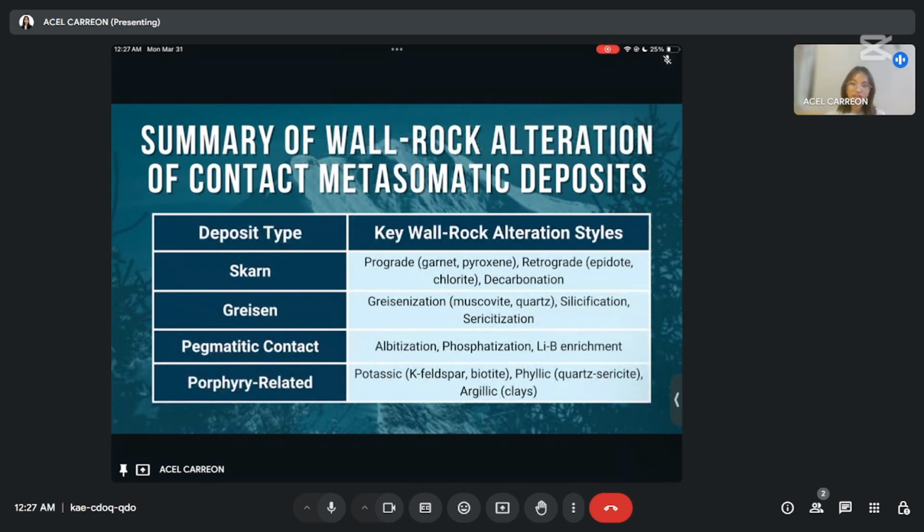On the wall rock alteration summary, in skarn we have prograde and retrograde. In greisen we have greisenization, silicification, and sericitization. And in pegmatitic contact we have albitization, phosphatization, lithium and boron enrichment, and in porphyry related we have potassic, phyllic, and argillic.